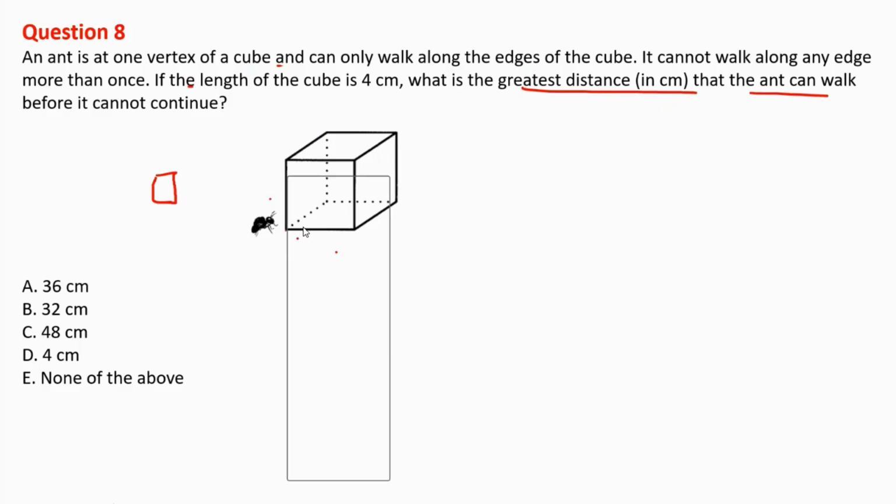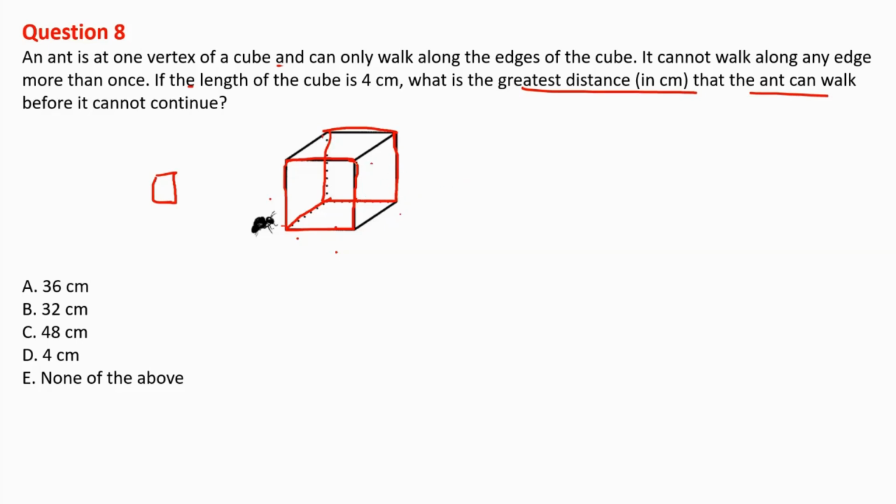Okay, let's see. Suppose let's say the ant starts moving from here. One, it moved one edge, then goes up, two, then comes here, three, then moves down again, 4, goes here, 5, after that, 6, then let's say moving here, 7, 8, 9. So it can move only 9 edges of maximum. If we point out in any other way as well, it can only move along 9 edges.